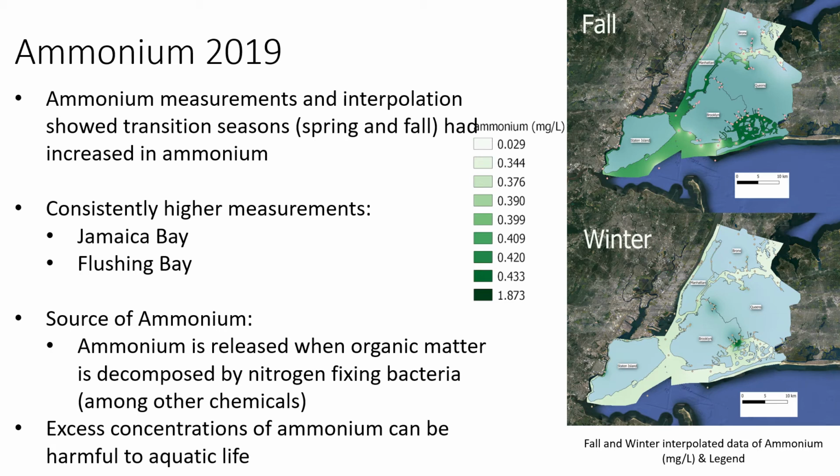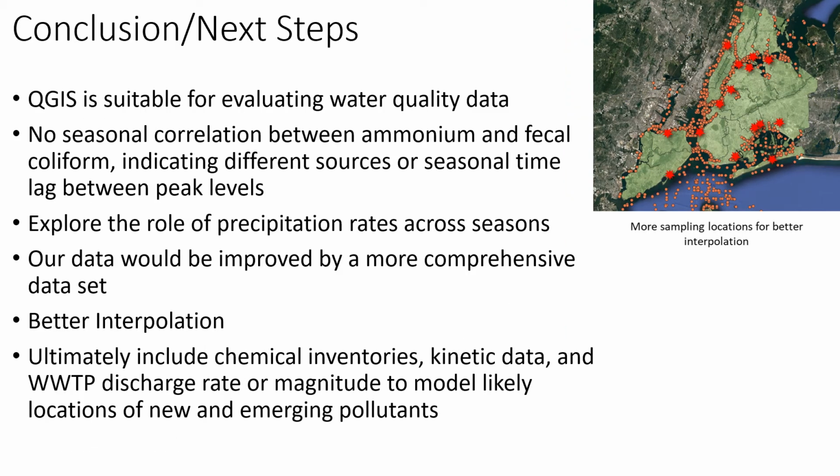As aerobic nitrogen bacteria decompose these masses of algae, they produce hypoxic conditions. The ammonium produced during this process can be very harmful to the ecosystem, as excess concentrations of ammonium are toxic to many aquatic organisms. As we've seen, QGIS is suitable for evaluating water quality data. There seems to be no seasonal correlation between ammonium and fecal coliform, and this potentially indicates that there may be different sources of each pollutant, or a seasonal time lag between peak seasonal levels.